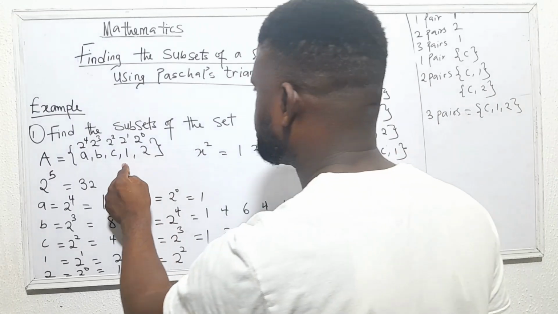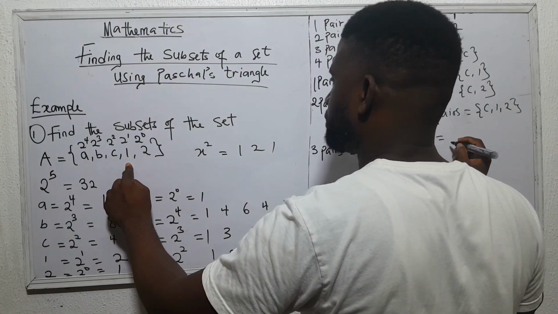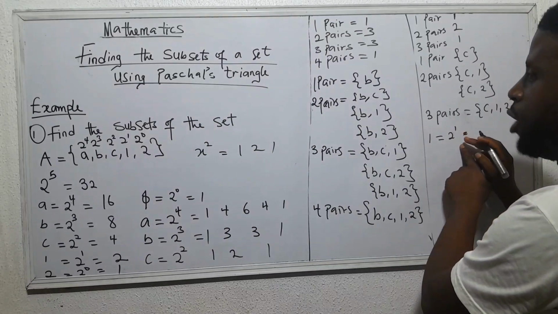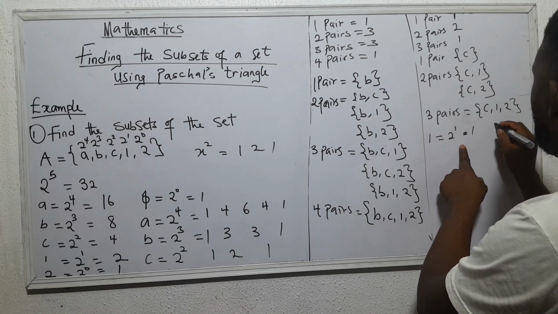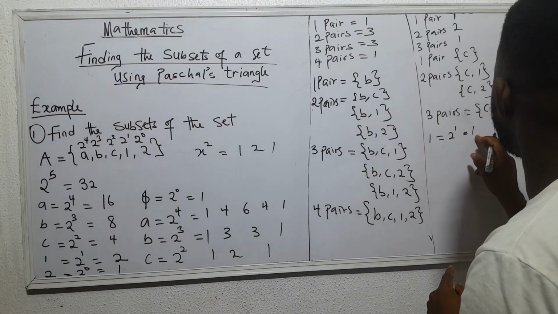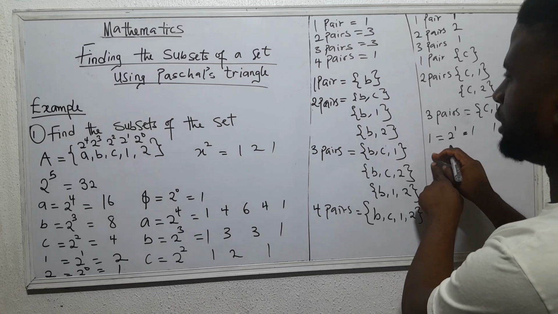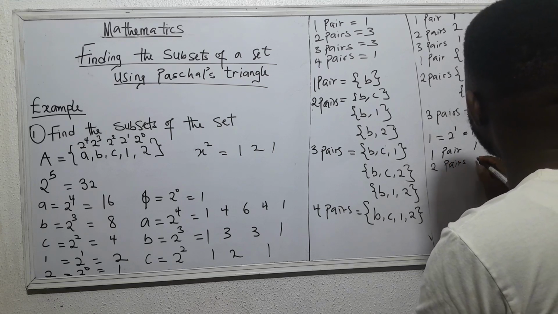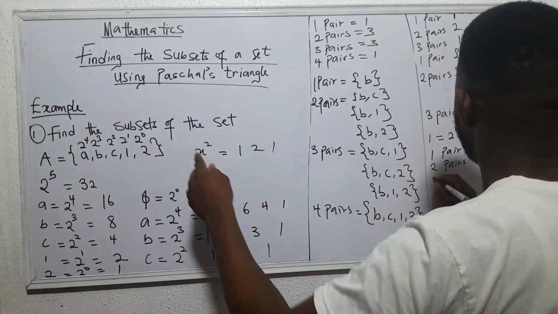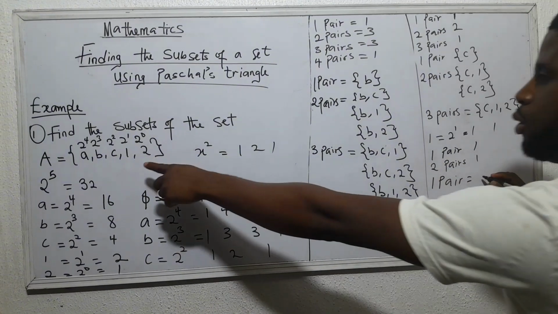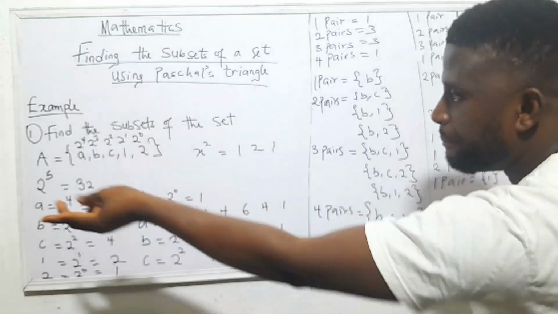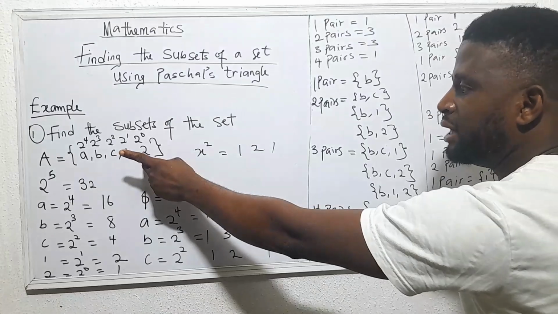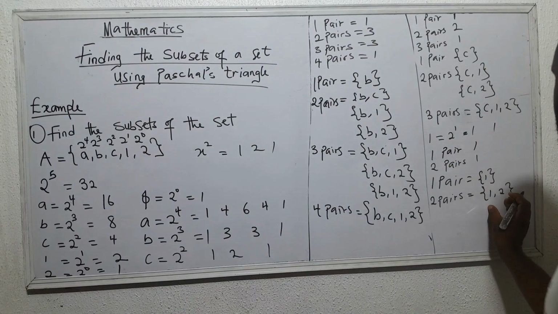Now, for element 1, that's 2 raised to the power 1. So we are using the x raised to the power 1 line of Pascal's triangle, which is 1, 1. So we can only have 2 pairs from element 1. 1 pair will give us 1, and 2 pairs will also give us 1. For 1 pair, we'll get only element 1. Remember, we can't map backward. So 2 pairs will give us 1, 2. We can't get 3 pairs from this.